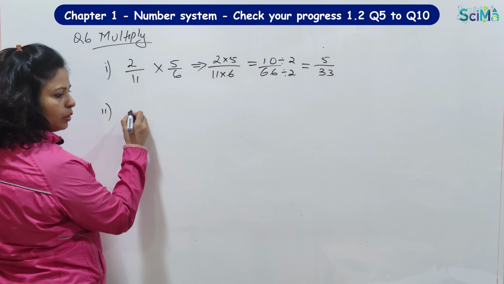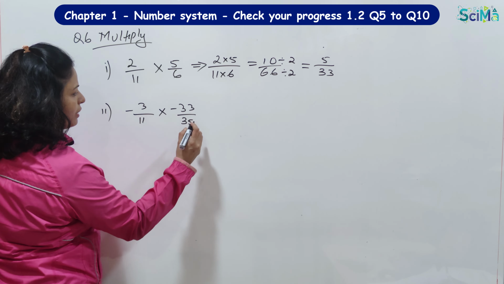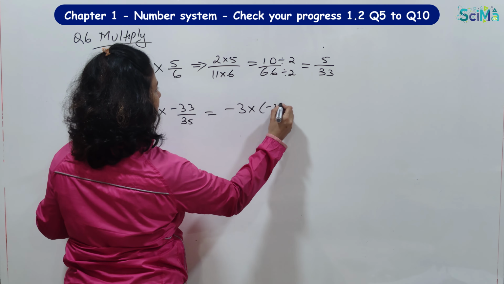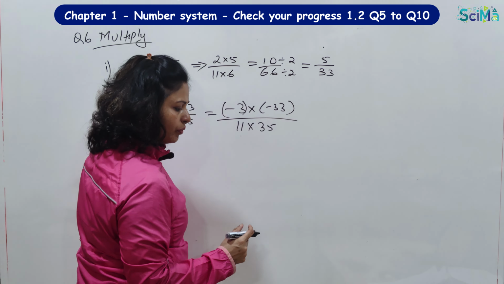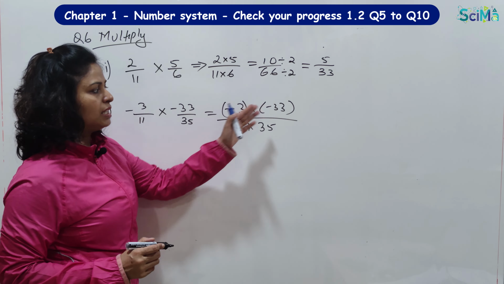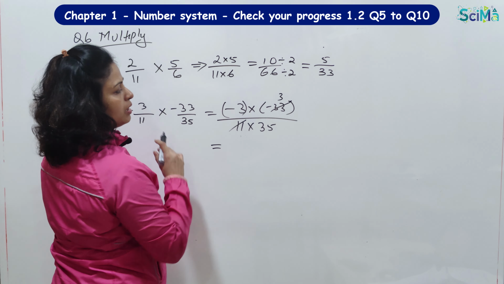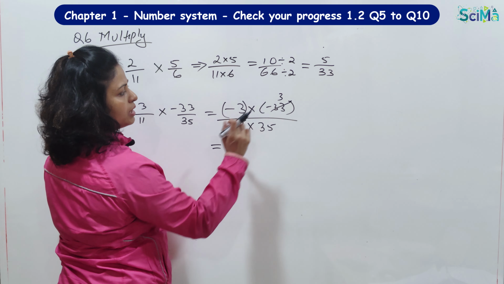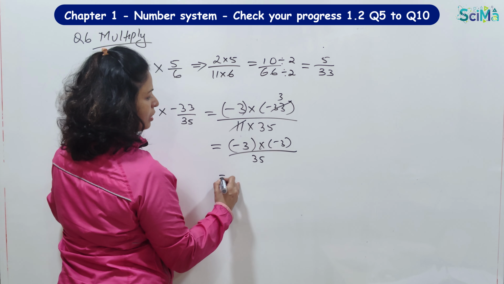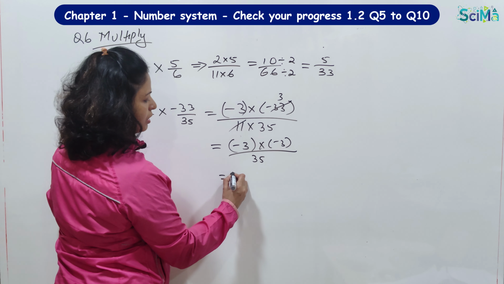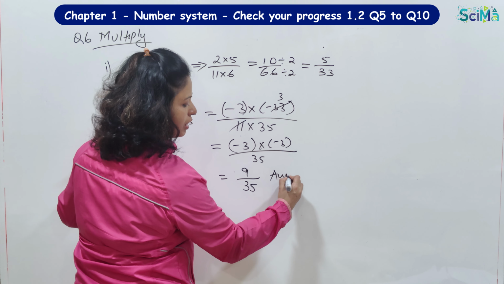Okay. Second one, minus 3 by 11 into minus 33 by 35. Multiply the numerators and the denominators. Okay. Children, you can do cancellations also instead of directly multiplying. See, 11 will cancel with 33. Okay, you can write 11 3s are 33. So you get here minus 3 into minus 3 by 35. So minus into minus, I told you it's plus. So plus 3 into 3 is 9 by 35. So this is the answer.